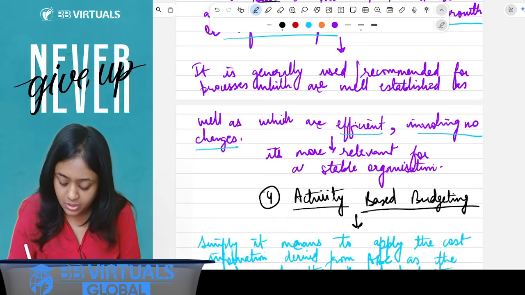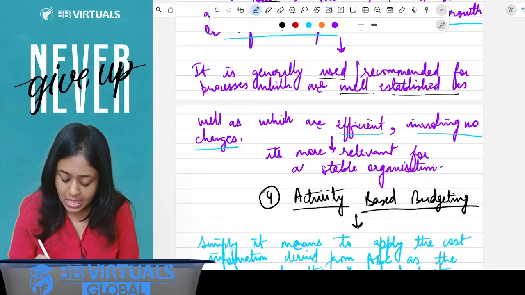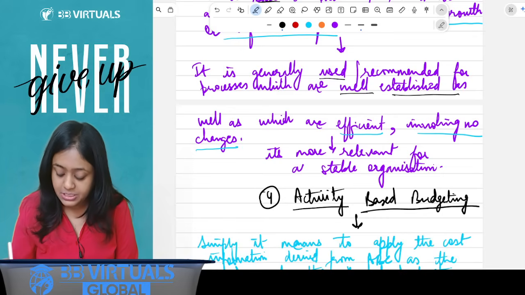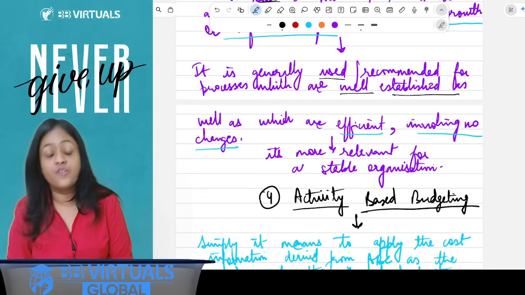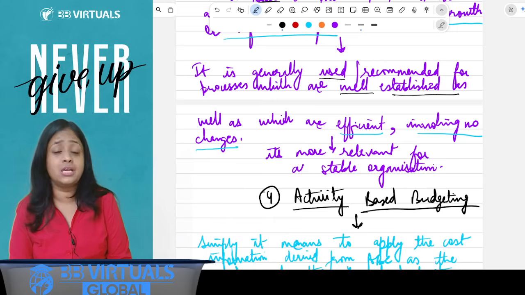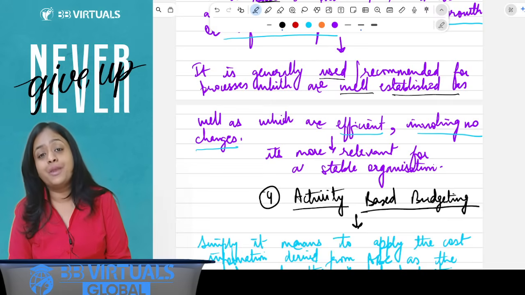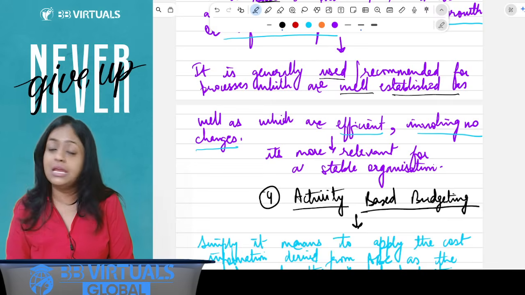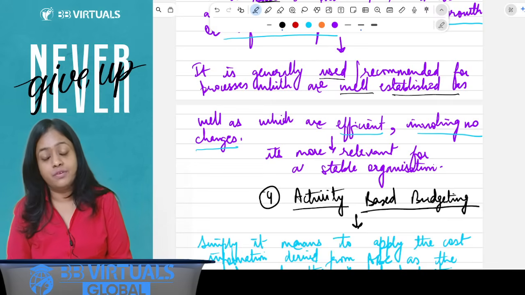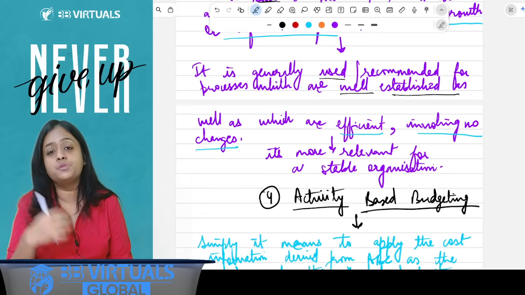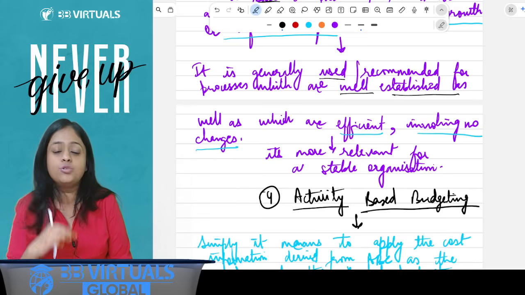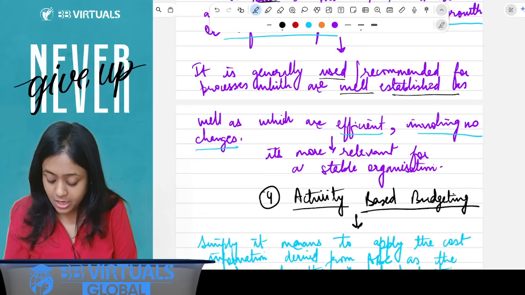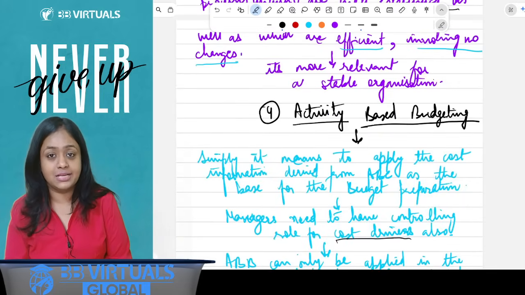as well as efficient and involving no changes. Of course, if they involve a lot of changes, they are inefficient, and every expenditure has to be justified, then incremental budgeting is not relevant. It is generally relevant for the expenses which are recurring and which we do not expect much change in. So it is more relevant for a stable organization.